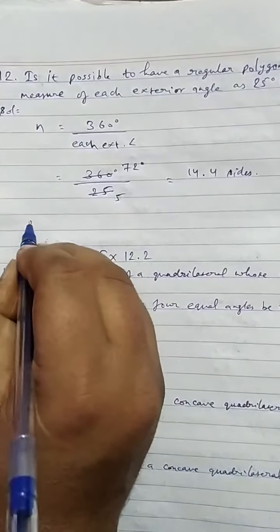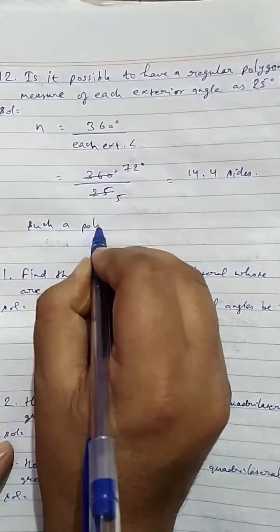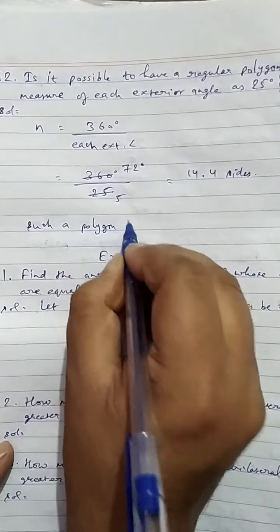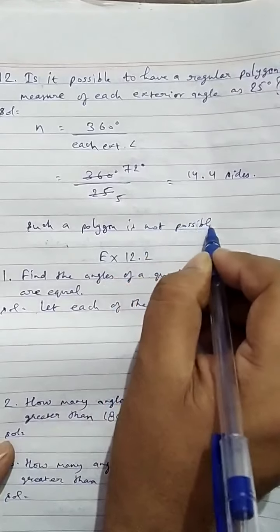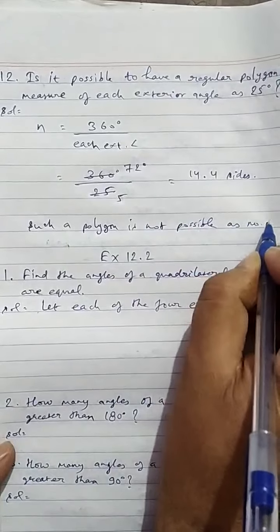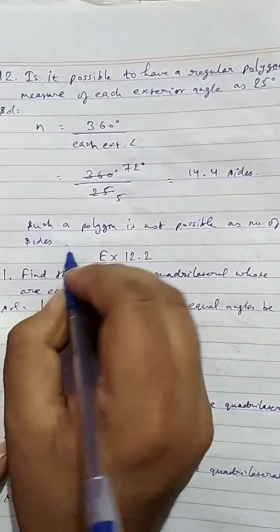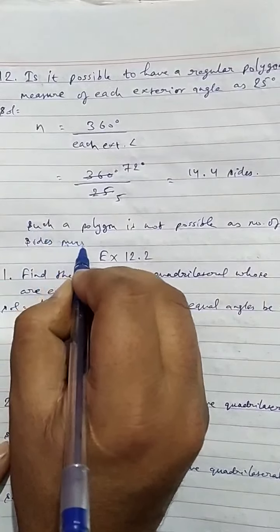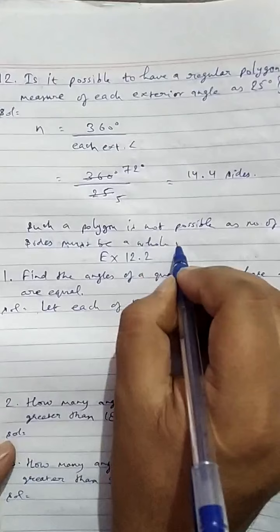So you'll write here, such a polygon is not possible as the number of sides must be a whole number.